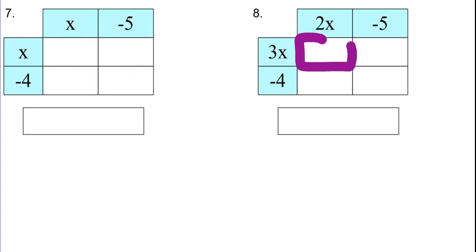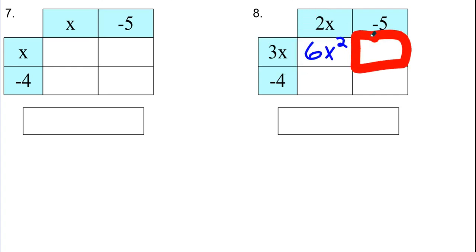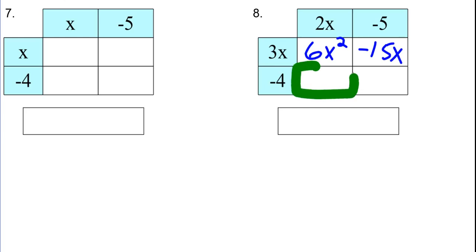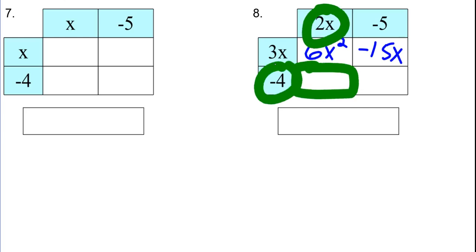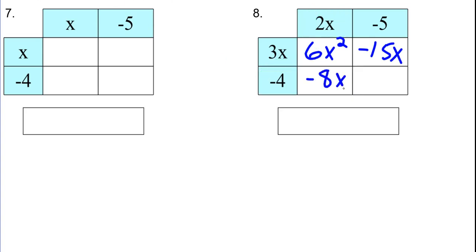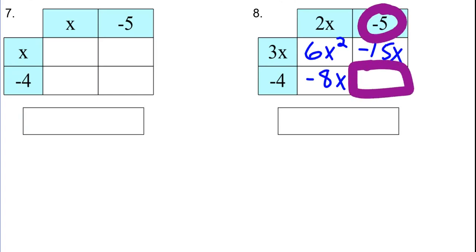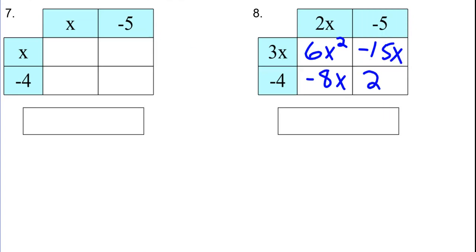To get this value in the table, we multiply what is above it by what is beside it, and 2x times 3x is 6x squared. To get this value, we multiply what is above it by what is beside it. 3x times negative 5 is negative 15x. To get this value, we multiply what is above by what is beside. Negative 4 times 2x is negative 8x. And finally, to get this value, we multiply the above part by the beside part. Negative 4 times negative 5 is positive 20.